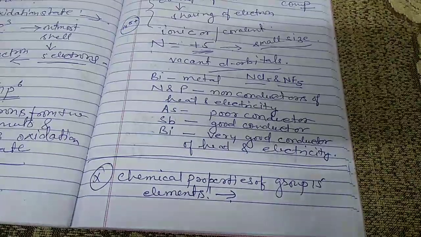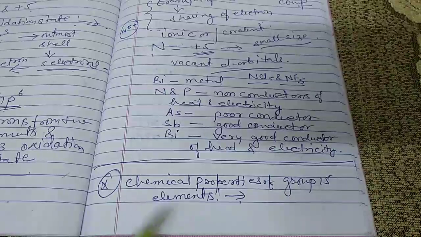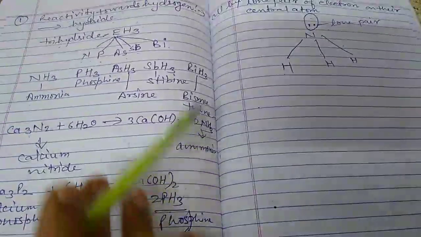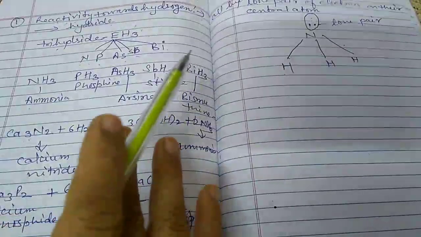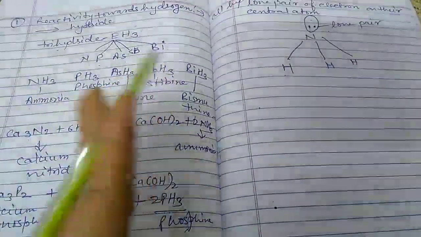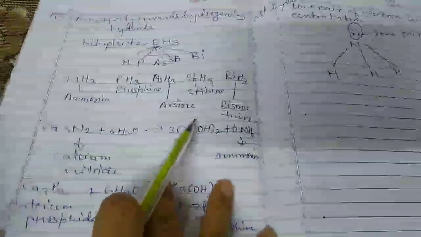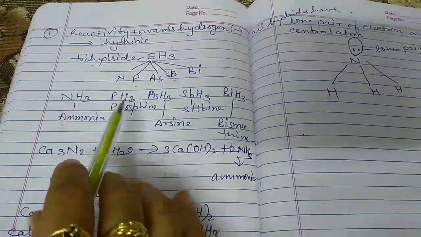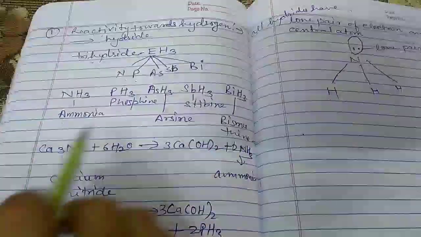Now let us discuss the chemical properties of group 15 elements. We all know very well that nitrogen is the first element in the series, so nitrogen differs from the other members of the group. And why is it different? There are some specific properties of nitrogen.